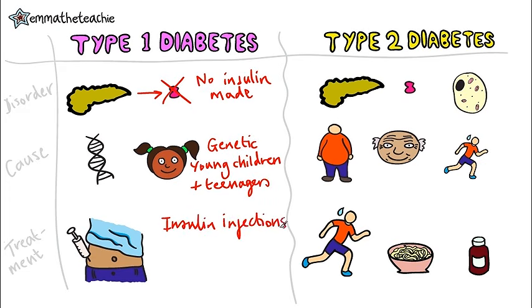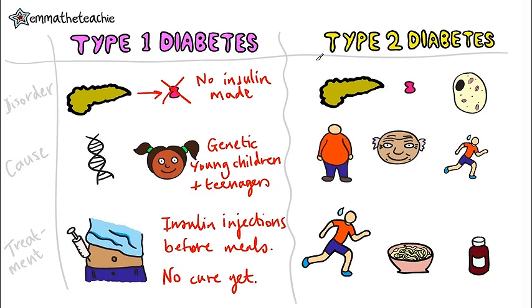Okay, these are given before meals, so the insulin is in the blood, ready to deal with the increasing blood glucose levels. At the moment, there is no cure for type 1 diabetes, so people with this disorder will have to take insulin injections for the rest of their lives. But there are lots of new advances in how this insulin is administered.